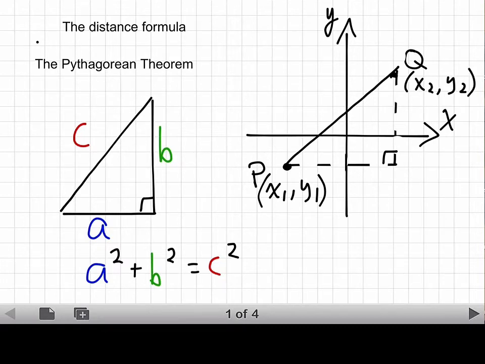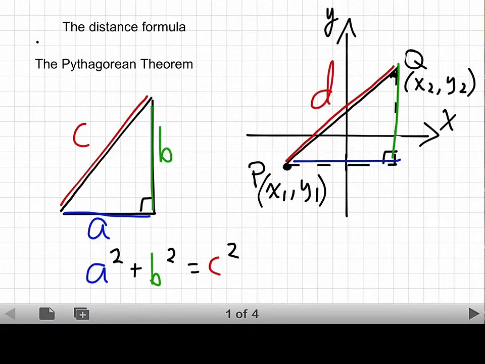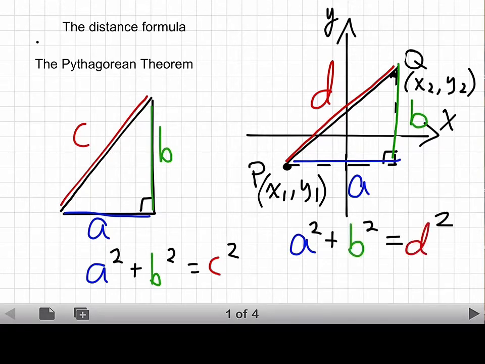And if we keep the color coding that we have in the original right triangle that we drew, then the horizontal distance is going to be blue, the vertical distance is going to be green, and the hypotenuse, or the diagonal distance, is going to be red. Now, since that's the distance that we're after, I'm going to call it D instead of C. Let's go ahead and label A and B, and according to the Pythagorean theorem, we can say that a squared plus b squared is equal to, in this case, d squared.